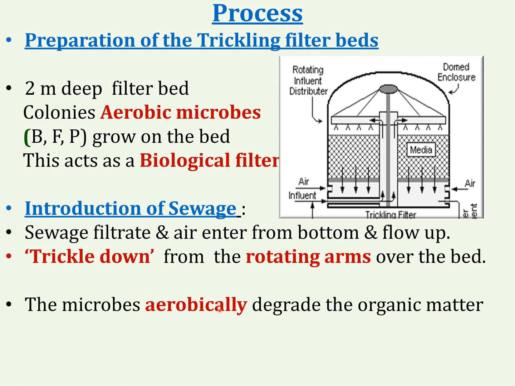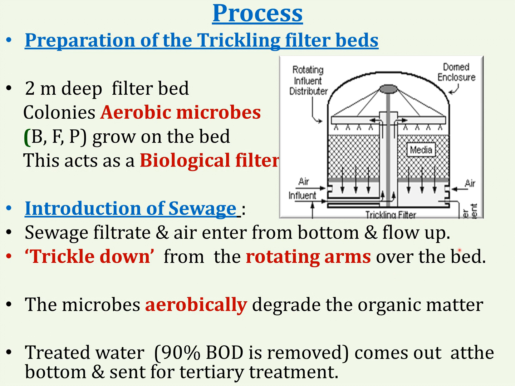Aerobically, microbes degrade the organic matter and the treated water finally comes out through the outlet. This is now sent for tertiary treatment like the disinfection process, nitrogen stripping or phosphorus precipitation, etc. Almost 90% of the BOD is claimed to have been removed through this process. So that is about the functioning of the trickling filter bed.